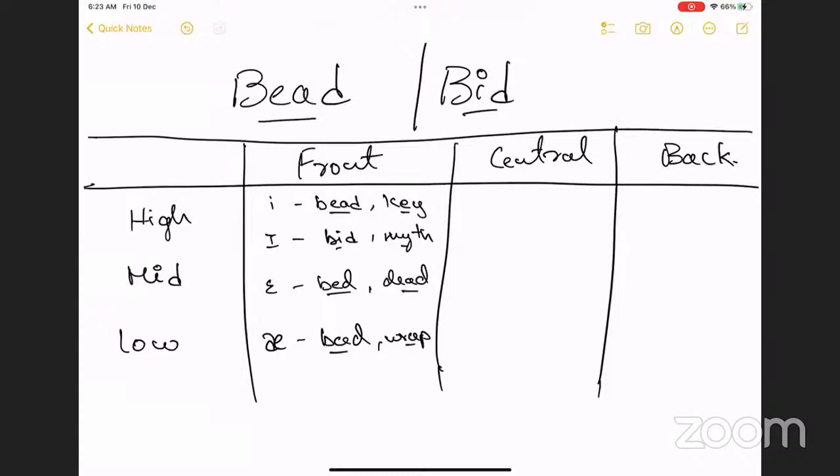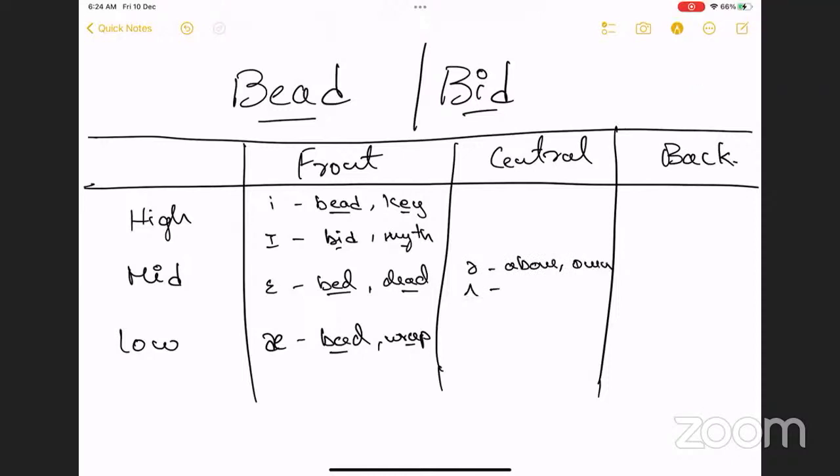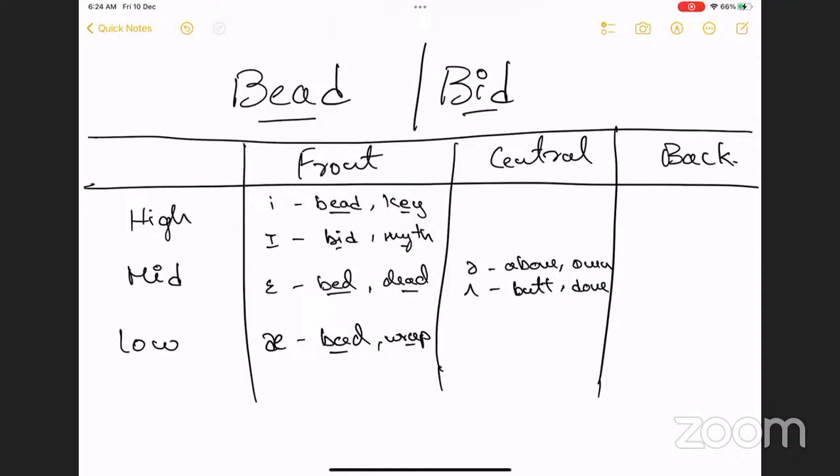Now coming to the central part, we don't have a high or a low. We just have the mid pronunciations, that is A, like in above or oven. Or we have O, like in what or done.